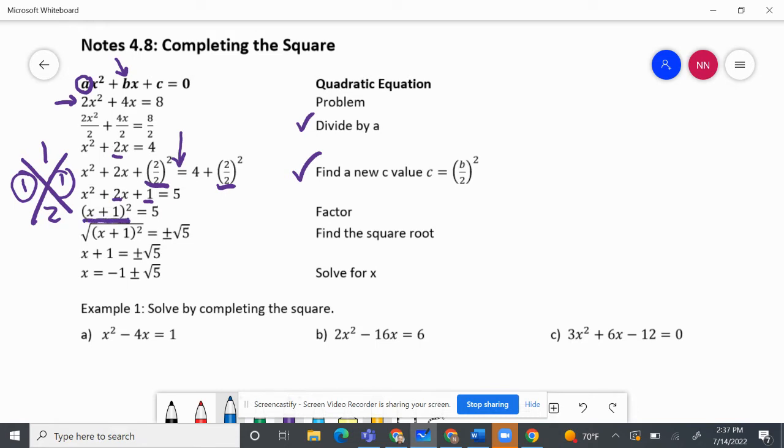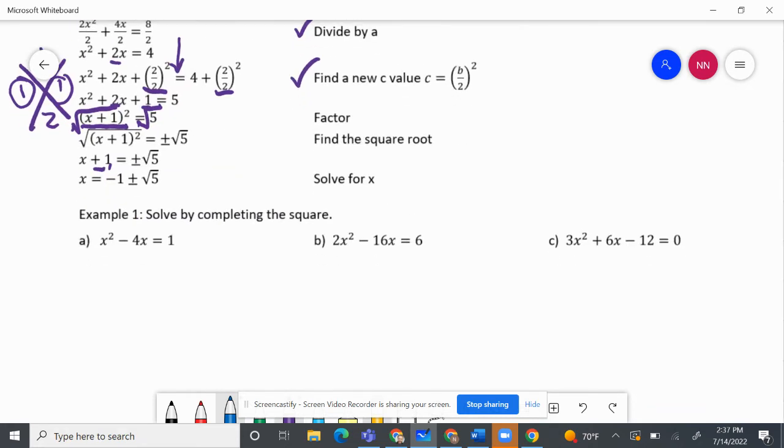Now, this next step is going to look familiar because this is similar to what we were doing with solving by square roots. In order to get rid of a square, we take the square root, and then we solve for x, and in this case, subtract 1. And that gives us our answer.